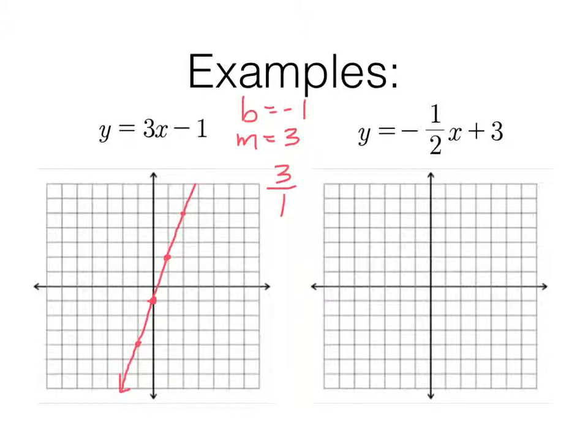And there you go. So this line has a slope of 3, up 3 over 1, and a y-intercept of -1.